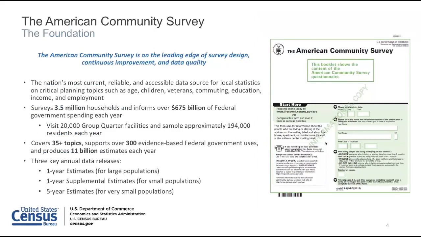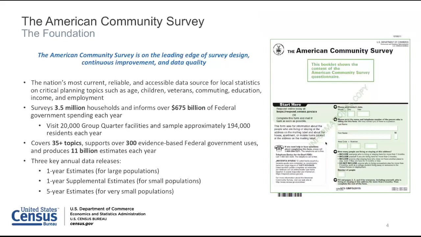Now, this survey does include 20,000 group quarter facilities, and if you're not familiar with what a group quarter facility is, essentially that's any facility that falls into the category of a nursing home, a correctional facility, military barracks, or even a college dorm. All those would fall under the category of group quarters. So those are included in the American Community Survey as part of the sample.